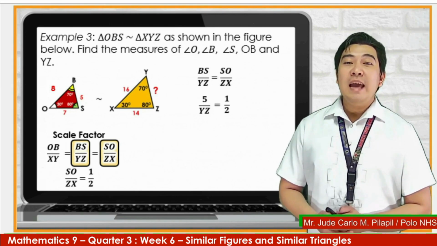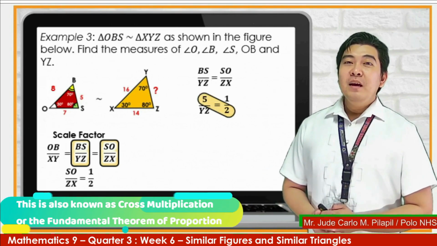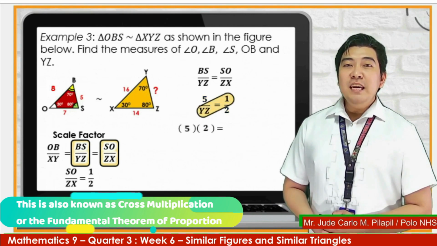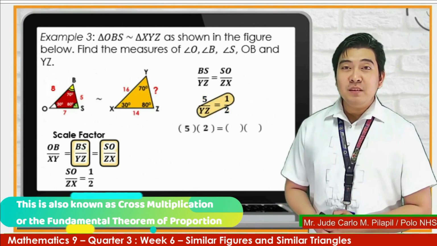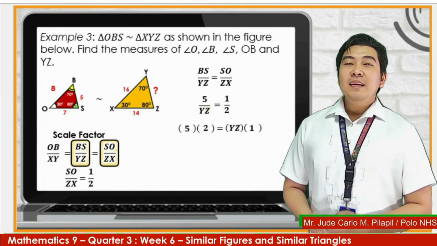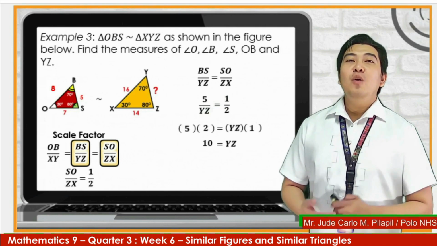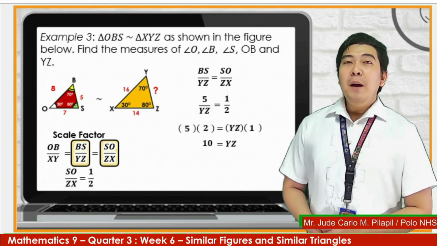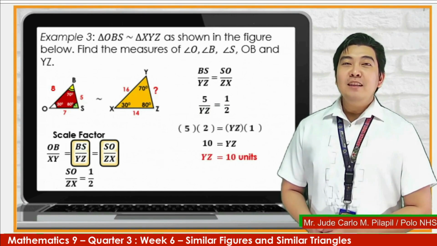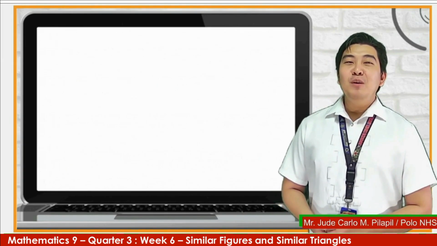scale factor 1/2. Applying the means and extremes theorem, multiplying 5 times 2 is equal to the product of the means. That will be YZ times 1. Simplifying, the result will now be 10 is equal to YZ. So therefore, by symmetric property, YZ is equal to 10 units. Next, let us proceed with example number 4.